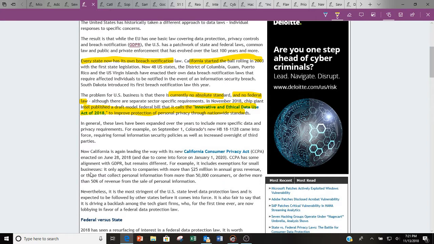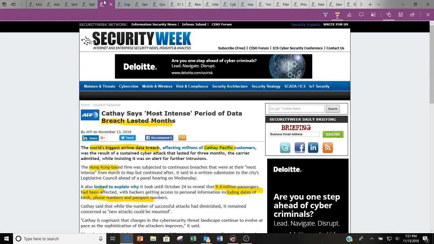But I'm sure that it will say something like this, that this law overrides individual states unless the individual states are more restrictive than the federal law. So you could see a point where you have to be in compliance with the federal and the local state that you are in.